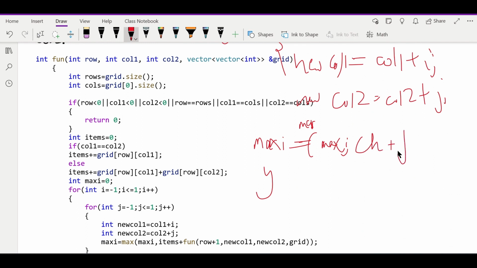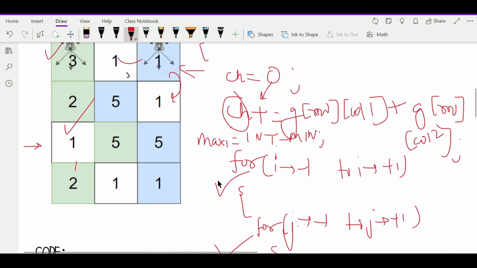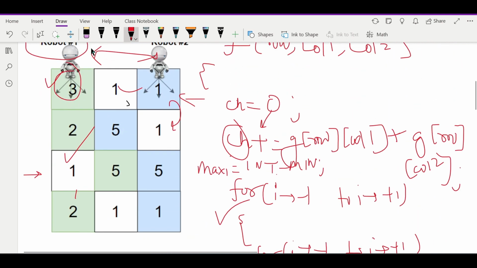And further call the function for what? New row, which is row plus 1, because row is increasing every time, and for new column 1 and new column 2. That's what you will do. And what this will return in maxi would be the maximum of current cherries plus next max cherries.